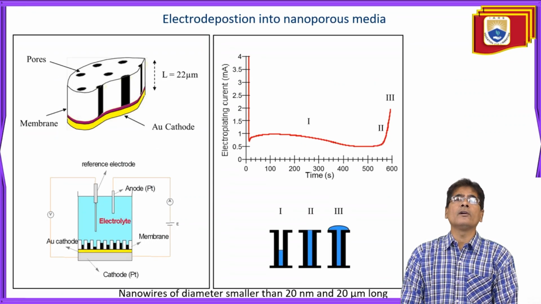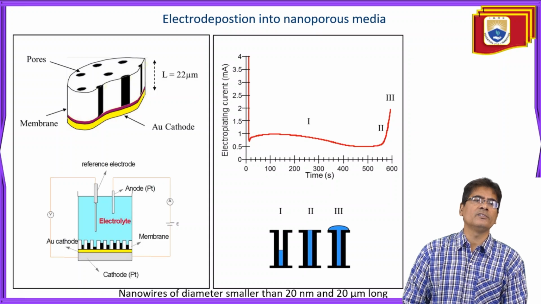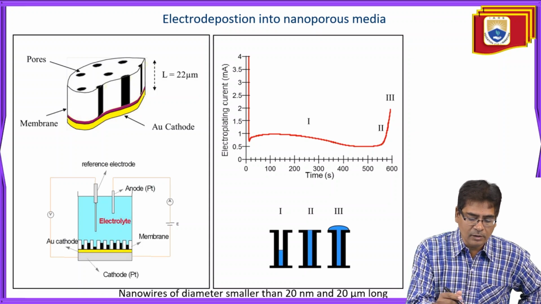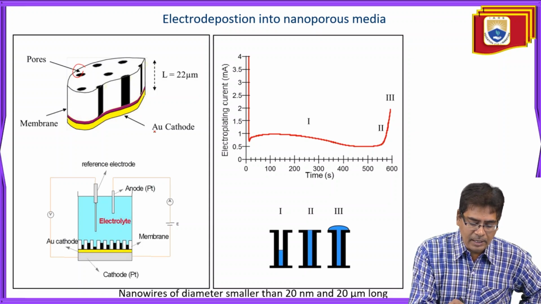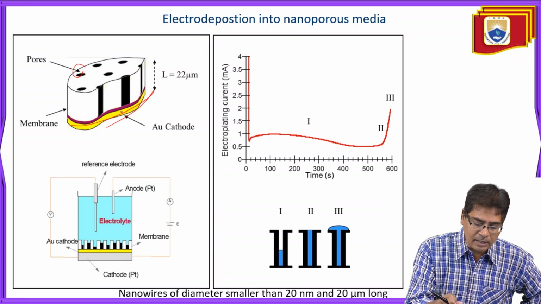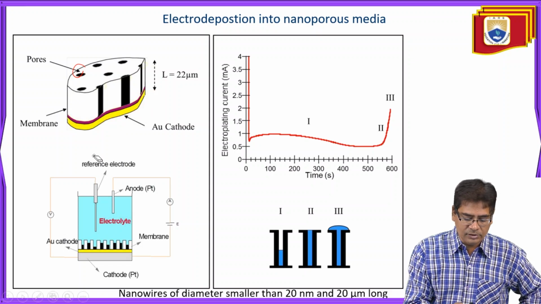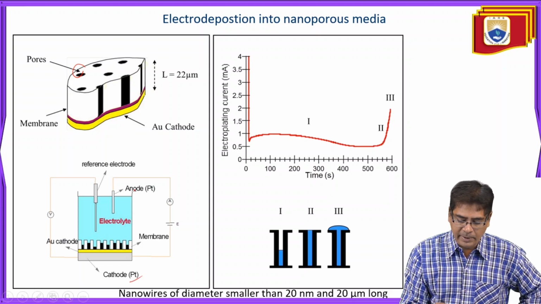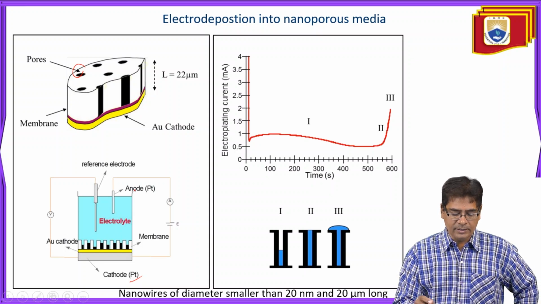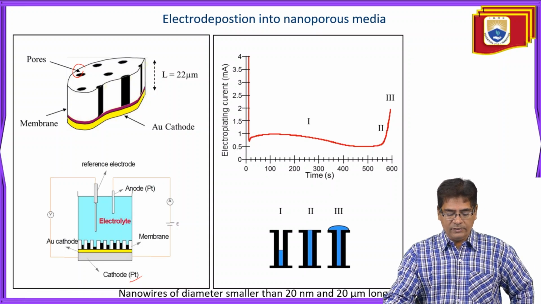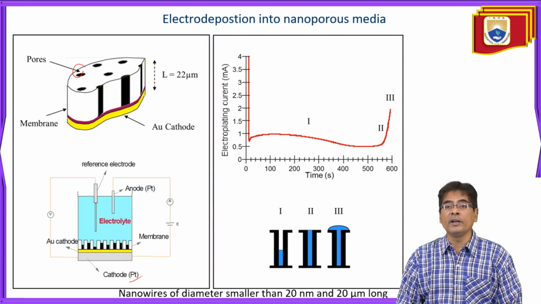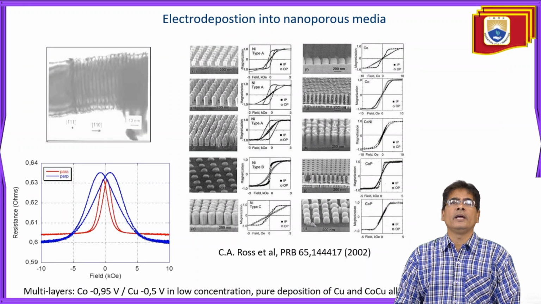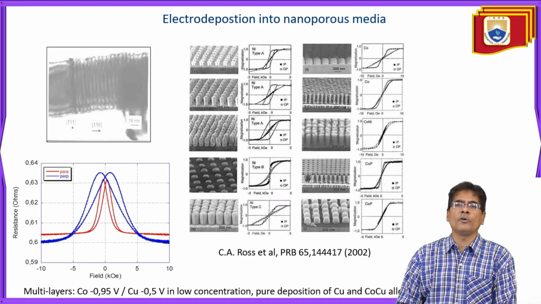In electrodeposition into nanoporous media, we have certain pores on the surface, a membrane, and the cathode substrate. This is the platinum cathode, and here we have the platinum anode, and this is the variation we can see. The nanowires are of diameter smaller than 20 nanometers and 20 micrometers long. So this is electrodeposition into nanoporous media.